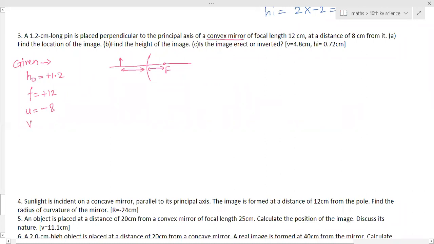Then what we have to find out? Find the location of the image, that is the position of the image. That is V we have to calculate. Height of image also we have to calculate. And we have to check whether the image is erect or inverted.